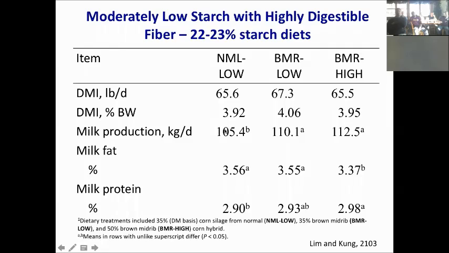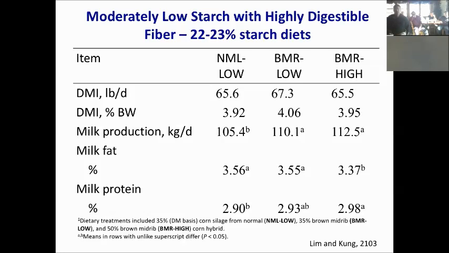This happened to be 35% of the dry matter as normal corn silage. This was 35% BMR corn silage of the dry matter. This was 50% of the dry matter of the TMR as BMR silage. And yet we were able to maintain quite high levels of production. And these levels of production that you're seeing here are the average for cows that started at about 95 days in milk and ended the study at 200 days in milk.